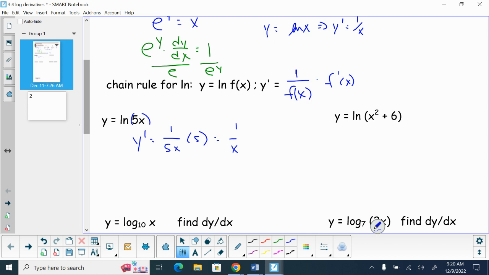Ln's tend to be a little bit easier than implicit. So if we have ln of x squared plus 6, take your derivative.